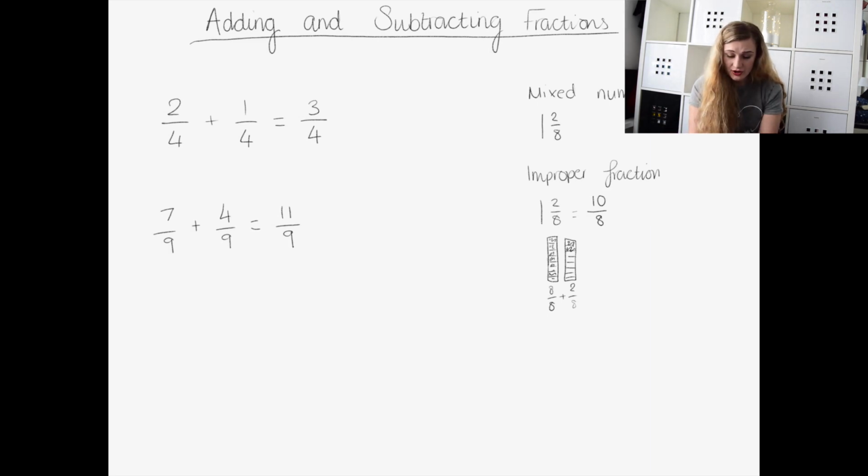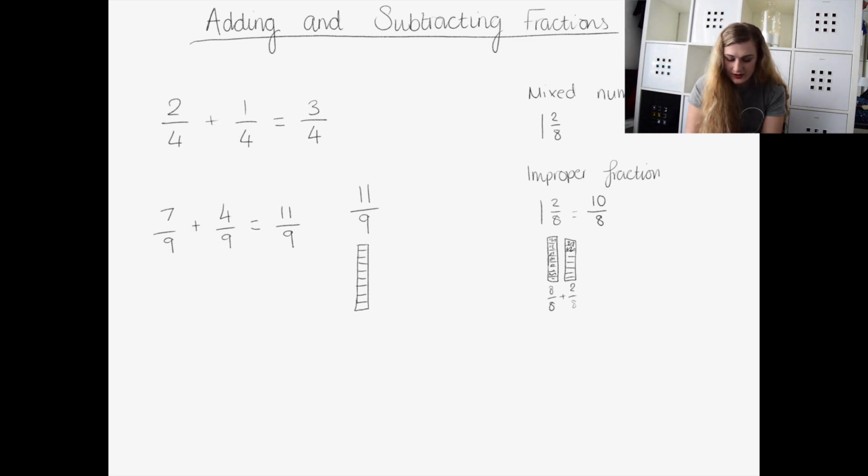Now I'm going to have a go at exchanging 11/9 into a whole number and a fraction, into our mixed numbers. So first thing that I'm going to do to help me out, I need to draw a bar. Now my bar model is going to have 9 parts in it because my denominator is 9, so I'm going to split it into 9. 1, 2, 3, 4, 5, 6, 7, 8 and 9.